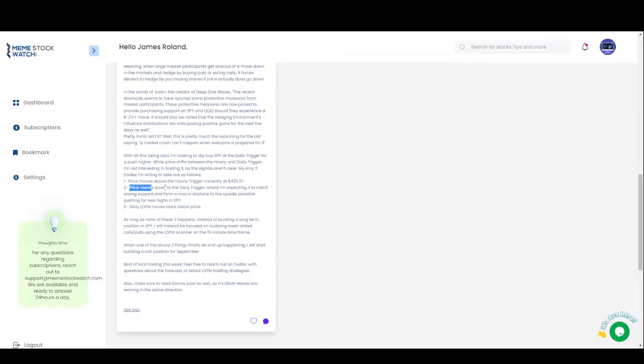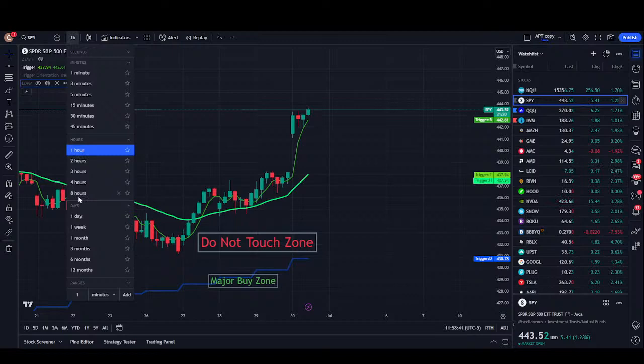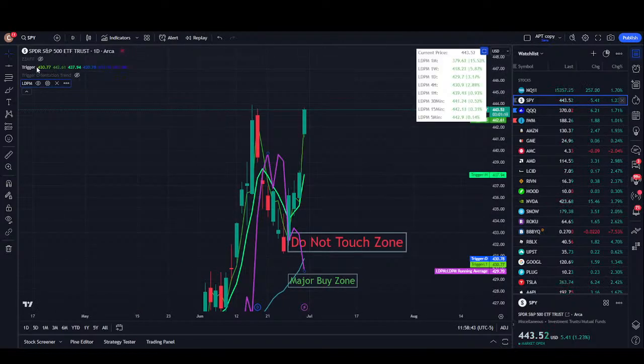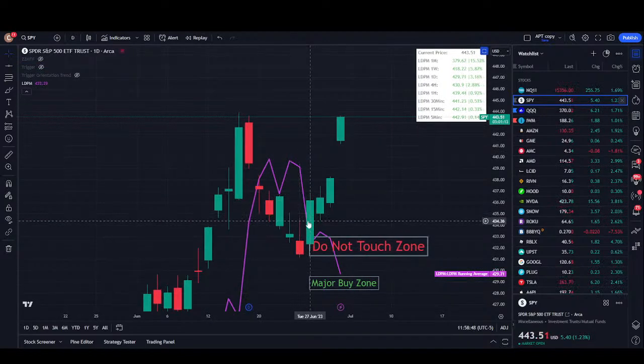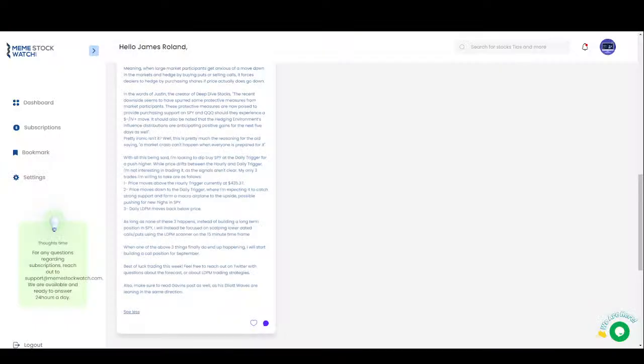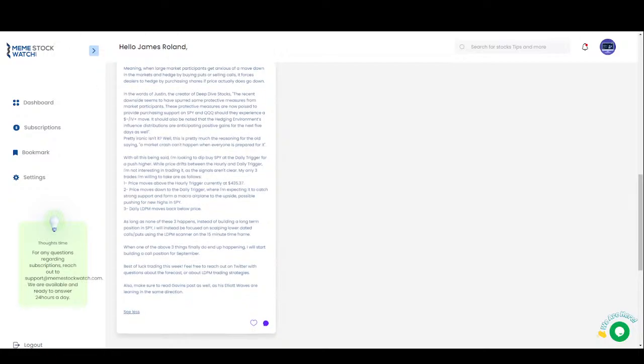And then the second trade is price moves down to the daily trigger, where I'm expecting it to either catch support and form a macro airplane to the upside, possibly pushing for new highs in SPY. And the third trade was daily LDPM moves back below price. So let's go back here. We'll go to daily, and we'll turn on LDPM. Daily LDPM moved below price on Tuesday at about 434. Since then, 3 straight green bars. Now, if you took trade number 1, price moves above the hourly trigger, you made bank. If you took trade number 3, daily LDPM moves back below price, you made bank.